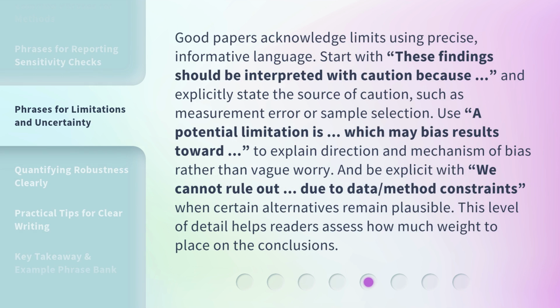Good papers acknowledge limits using precise, informative language. Start with, "These findings should be interpreted with caution because," and explicitly state the source of caution, such as measurement error or sample selection. Use "A potential limitation is, which may bias results toward" to explain direction and mechanism of bias rather than vague worry. And be explicit with "We cannot rule out, due to data/method constraints" when certain alternatives remain plausible. This level of detail helps readers assess how much weight to place on the conclusions.